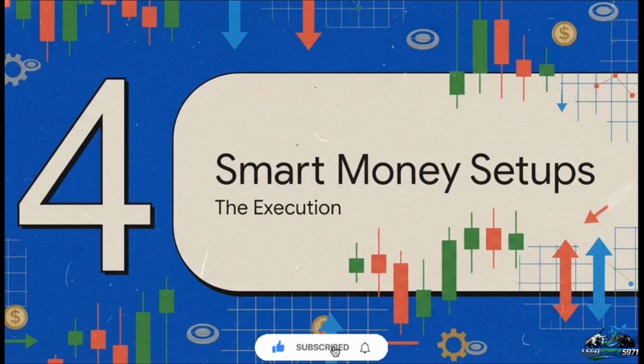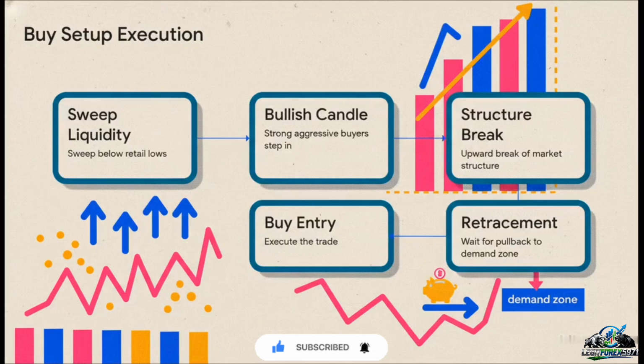All right, Section 4, smart money trade setups, the execution. Okay, here is your ultimate buy setup, and it starts with patience. You gotta wait for the trap to spring, specifically a liquidity sweep below obvious retail lows. Immediately after that stop hunt, you need proof that aggressive buyers have actually stepped in. This is shown by a strong bullish candle that physically breaks market structure upwards.